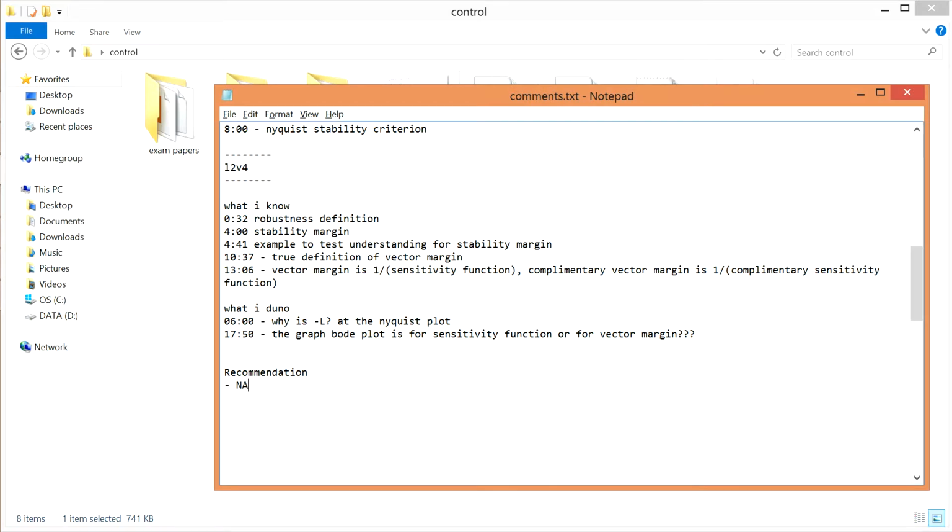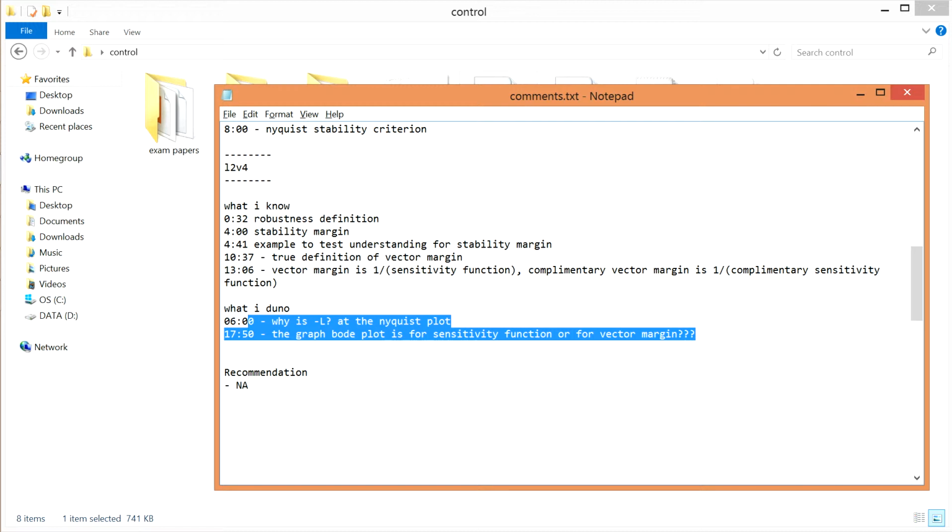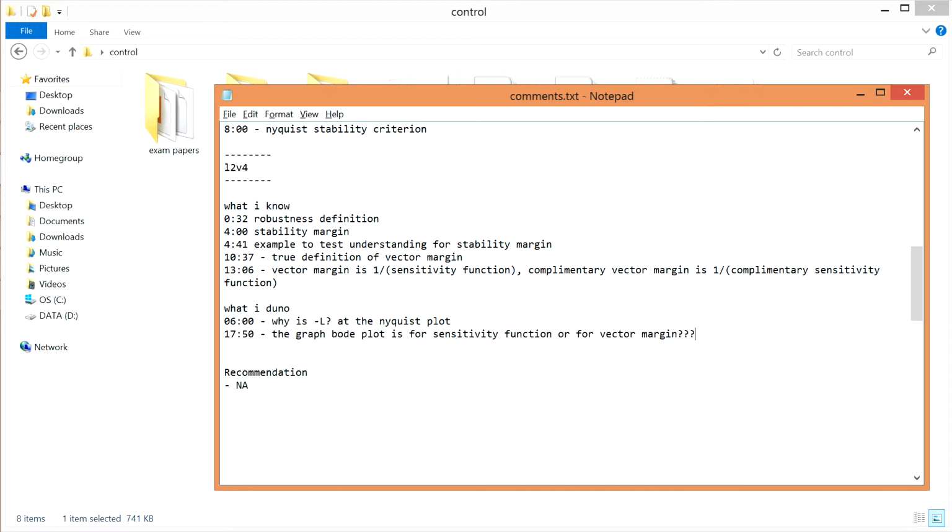This is the overall summary of what I know, what I don't know, and recommendation. And definitely you know that I don't know the -L and the Bode plot graph. I really don't know. Now I know the vector margin and stuff like that. I don't know.